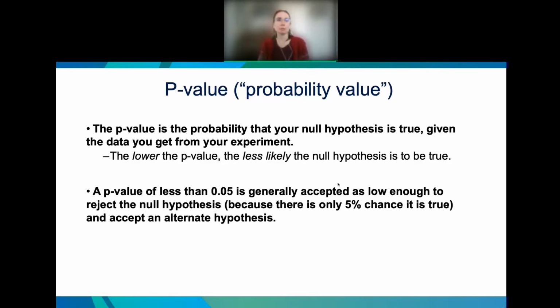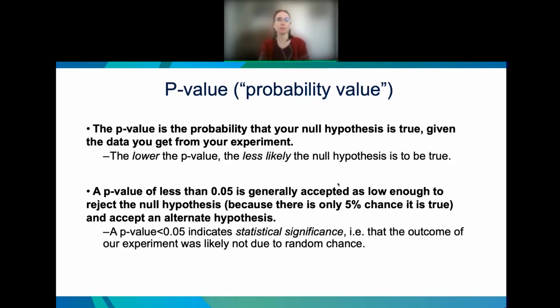Generally, in science, a p-value of less than 0.05 is accepted because it indicates there's only a 5% chance that the null hypothesis is true. So you can go ahead and accept your alternate hypothesis.